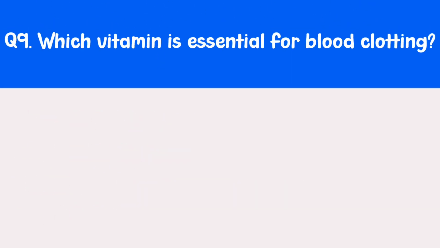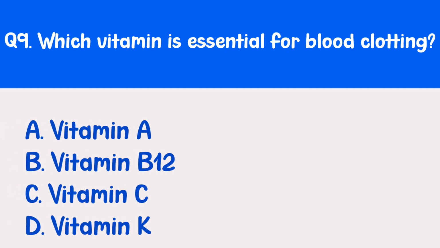Number 9. Which vitamin is essential for blood clotting? A. Vitamin A, B. Vitamin B12, C. Vitamin C, and D. Vitamin K. Our answer here should be D, vitamin K. Vitamin K is required for the synthesis of clotting factors in the liver.